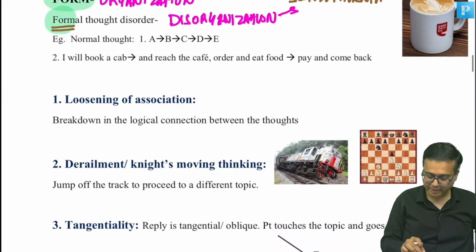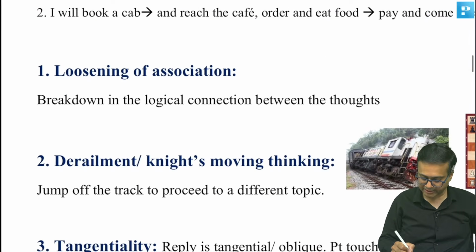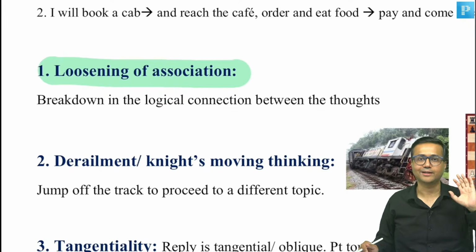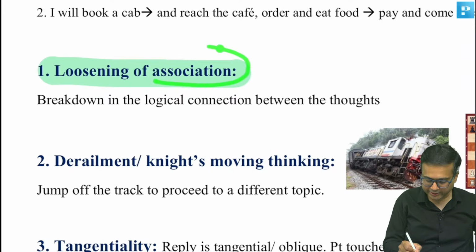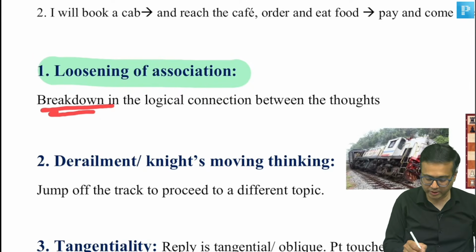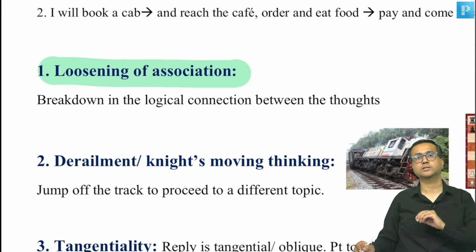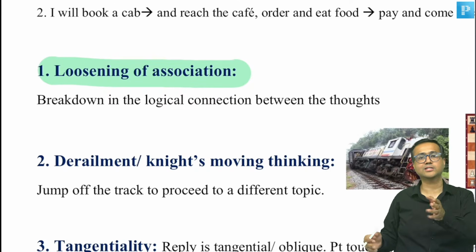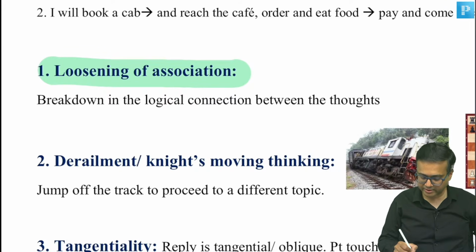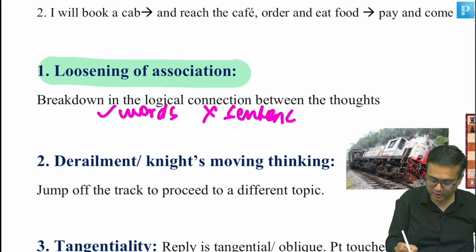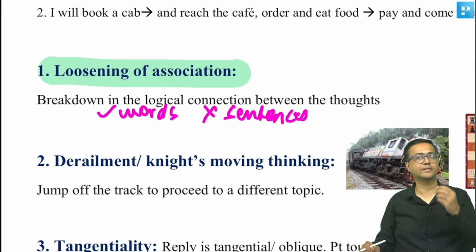Let's now discuss some abnormalities. The first important abnormality is loosening of association. See the name, the name will give you a hint. The name is telling you that the association between the thoughts has now loosened up. So there is a breakdown in the logical connection between the thoughts. The thoughts that were earlier logically connected, that logical connection has now broken. So you will say, sir, words make sense, but what he is trying to say, sentences I am not able to understand. So words will make sense, sentences will not make sense.